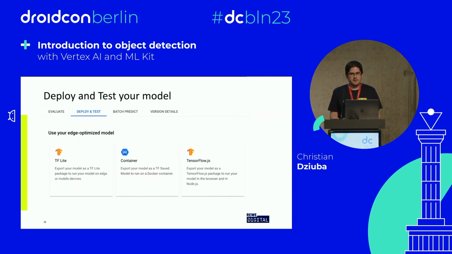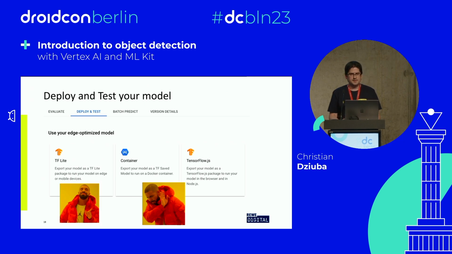Now the model file is trained, and you can deploy it and test it on your device. Again, you have different options. You can put it in a Docker container to deploy it on your backend, or you can use TensorFlow.js for your web application. But in this case, we don't need these two options. We chose TensorFlow Lite because we wanted a model that is used inside the Android app on the device.